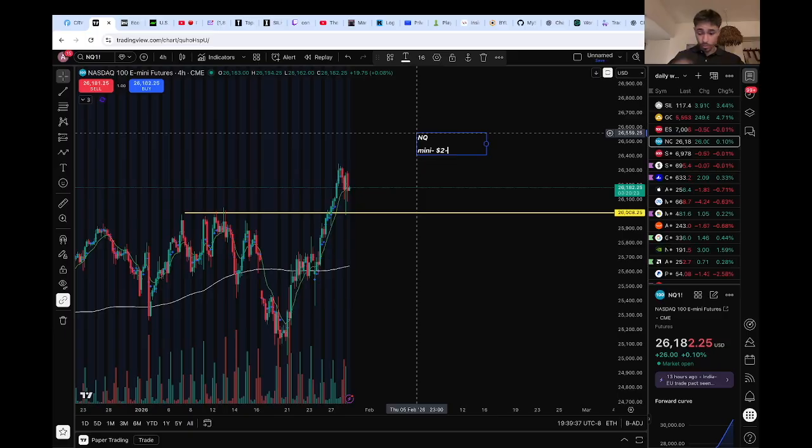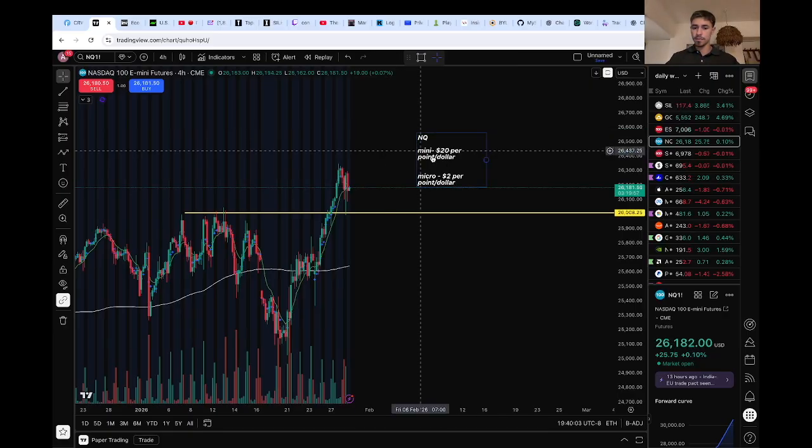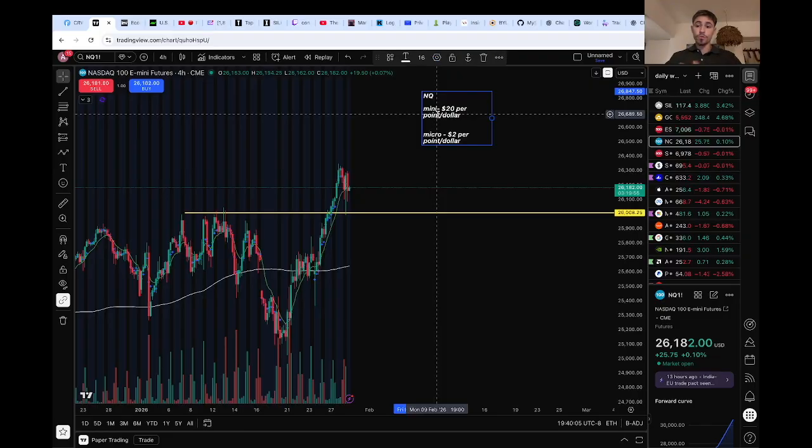It's going to be $20 per point, per dollar, right? And then a micro is going to be $2 per point. But the thing is here, the NASDAQ is a little bit more volatile. It moves a lot more. So yes, it's less than ES, but it moves a lot more than ES.